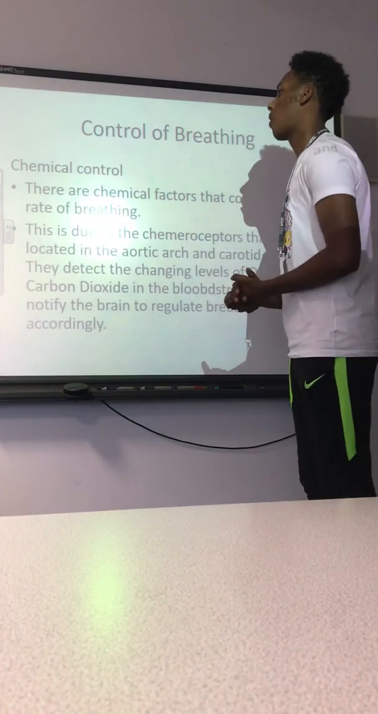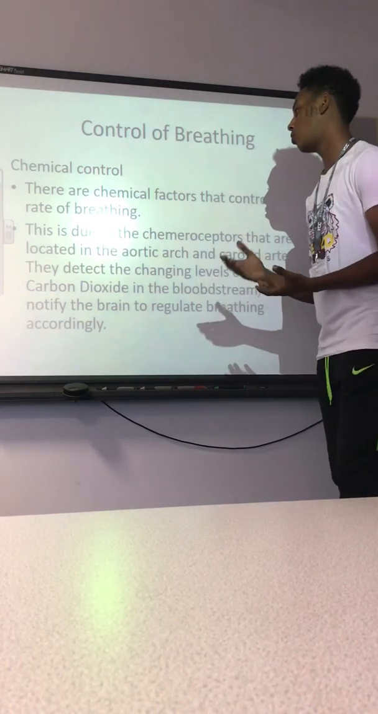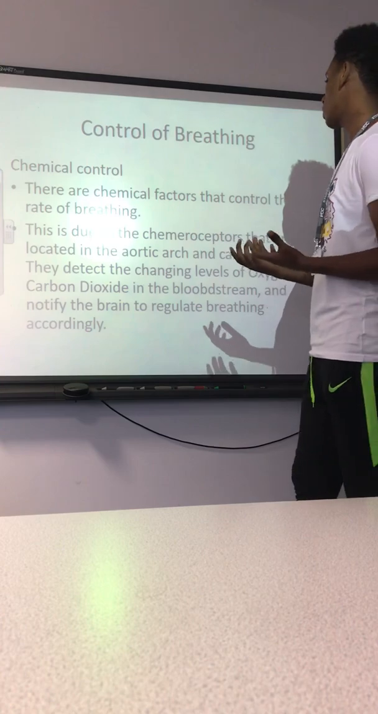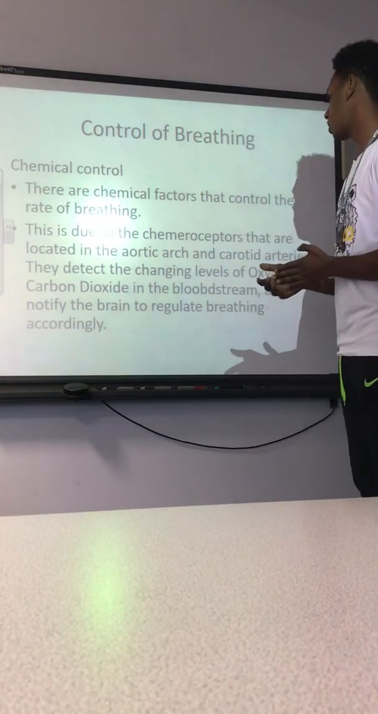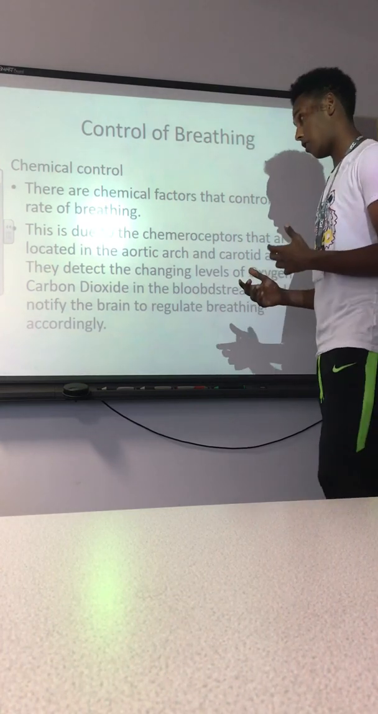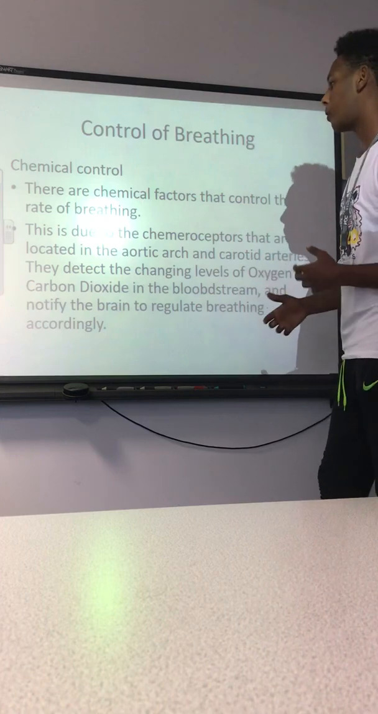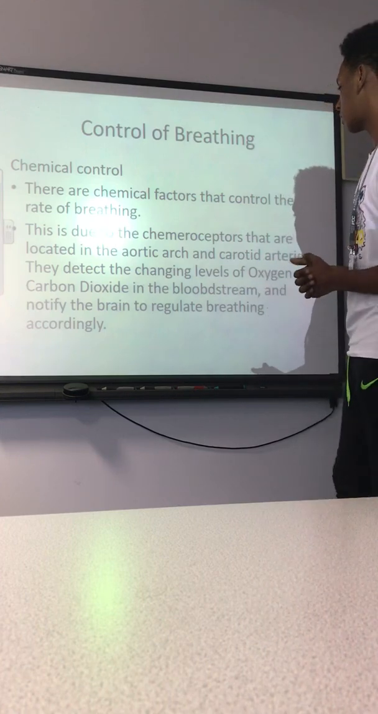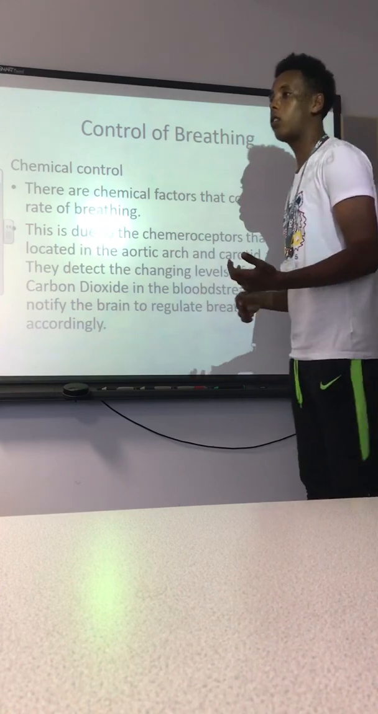Chemical control. There are chemical factors that control the rate of breathing. This is due to the chemoreceptors that are located in the aortic arch and carotid arteries. They detect the changing levels of oxygen and carbon dioxide in the bloodstream and notify the brain to regulate breathing accordingly.